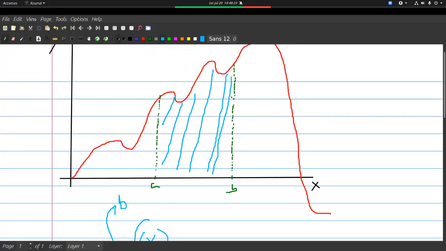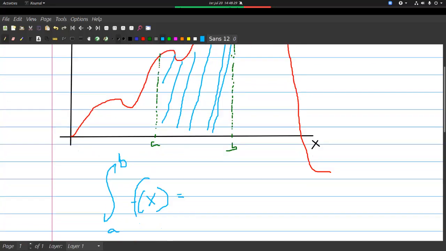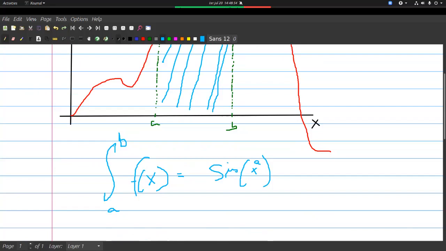So yeah, that's it. And we could say also that f of x in this case could be, I don't know, x to the e, something like that. I could also change this y to f of x, but yeah, that's it.